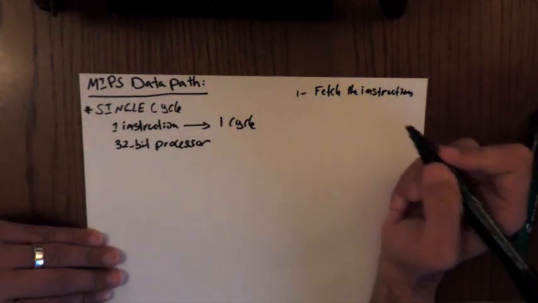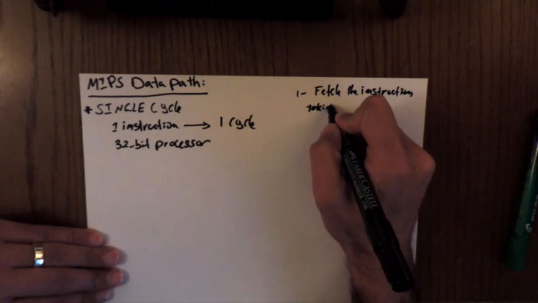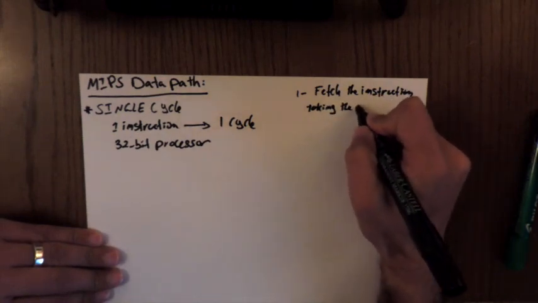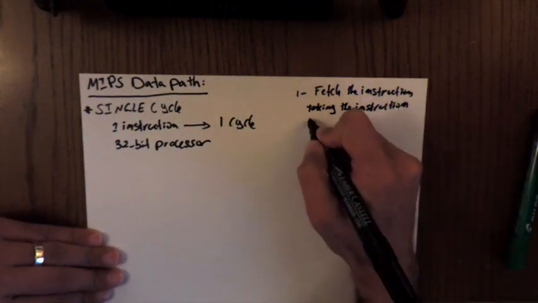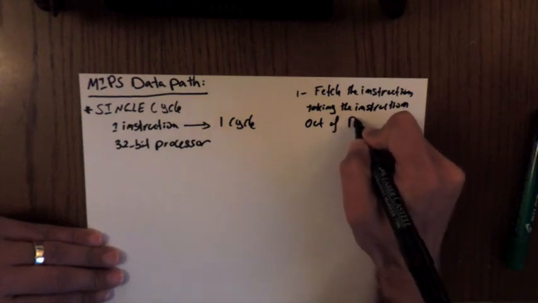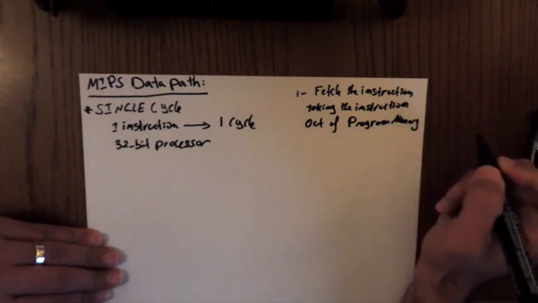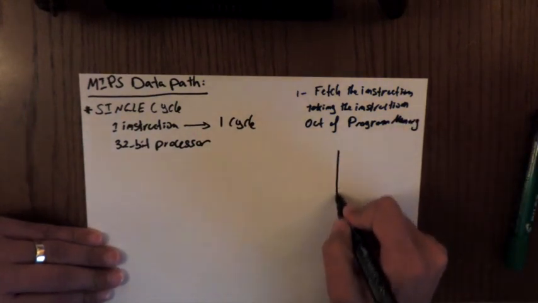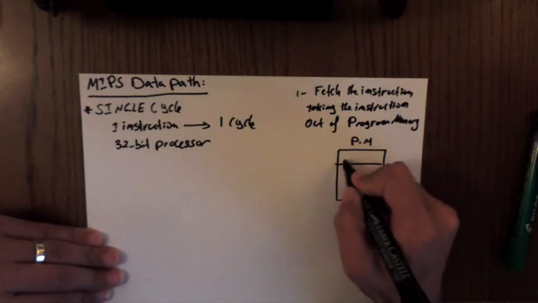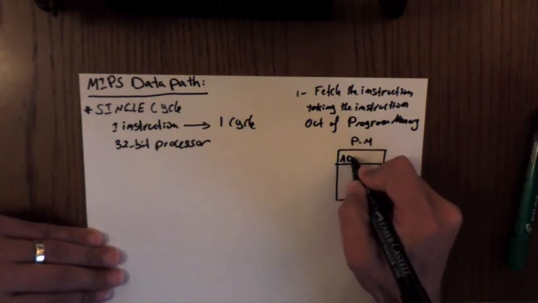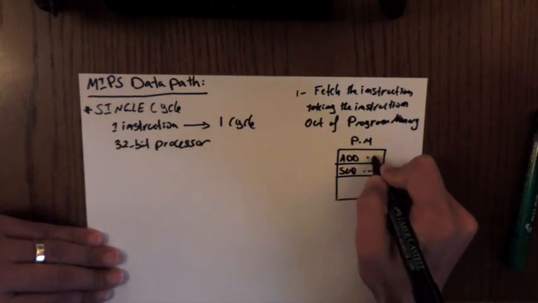So what do we mean by fetching the instruction? It is actually taking the instruction out of program memory. So usually we have a program memory. Okay, so we have the instruction here, let's say it's add, and we have another instruction, let's say sub. I'm not gonna put the parameters here.